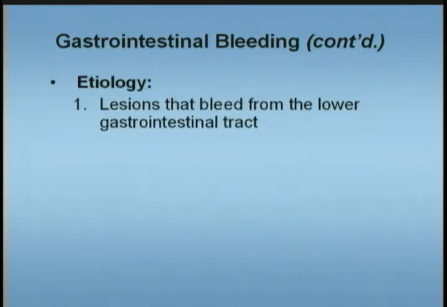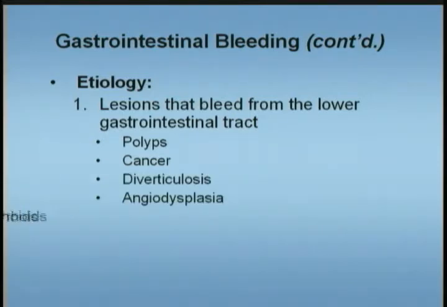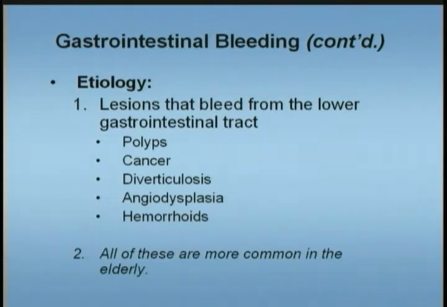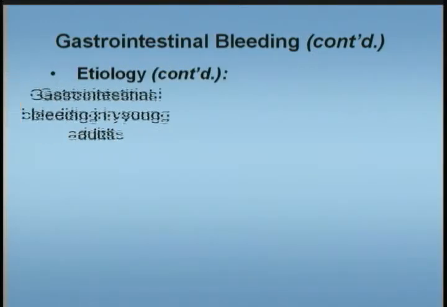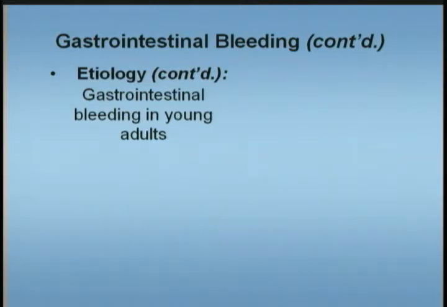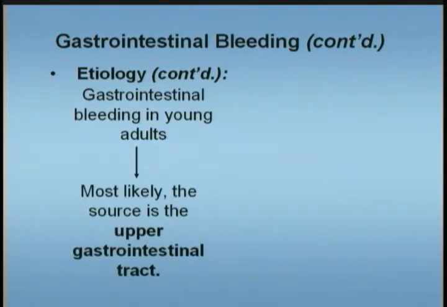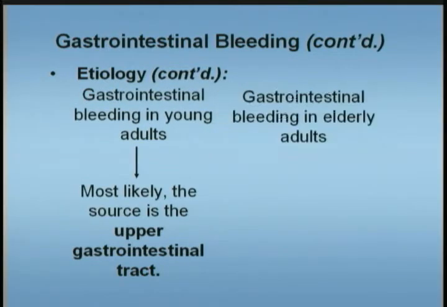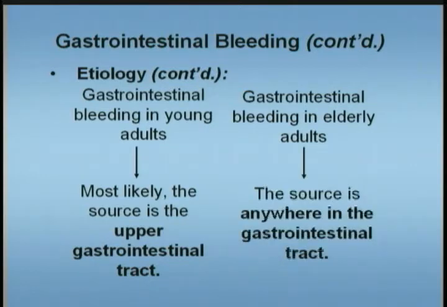The people who bleed from the lower GI tract, from the colon and rectum, bleed from polyps or cancer or diverticulosis or angiodysplasia or hemorrhoids, all of which are more common in the elderly. So let's think then about GI bleeding as a function of the age of the patient. GI bleeding in young adults, most likely the source is the upper GI tract. GI bleeding in elderly adults, the source is anywhere in the GI tract. They still can bleed from the upper GI, where the statistics are 3 out of 4, but because they are old, they could be the patient that bleeds from the lower GI.